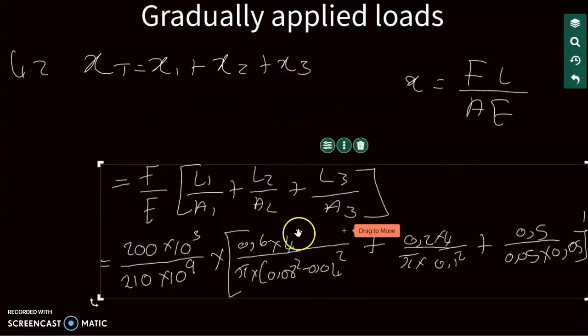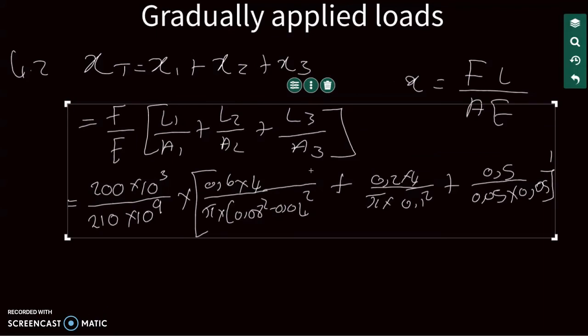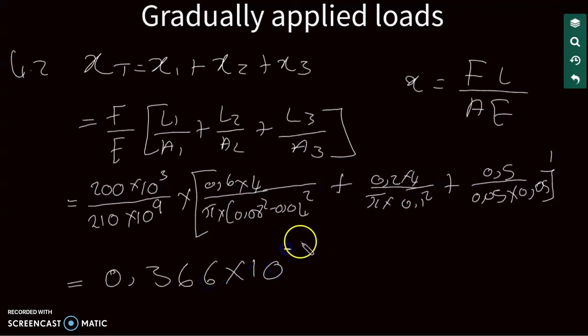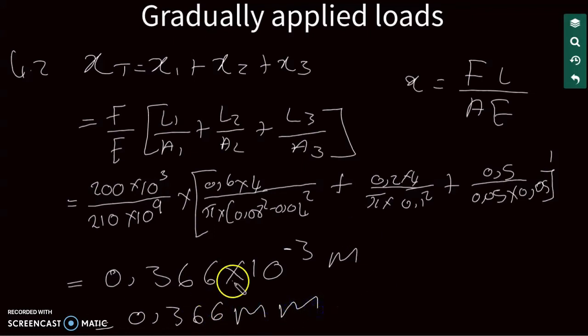And then from here we are going to get our answer for the total change in length as 0.366 times 10 to the power negative 3 meters. Or you can just write it as 0.366 millimeters. That's the same thing. And then we move to the next question, which is 4.3.